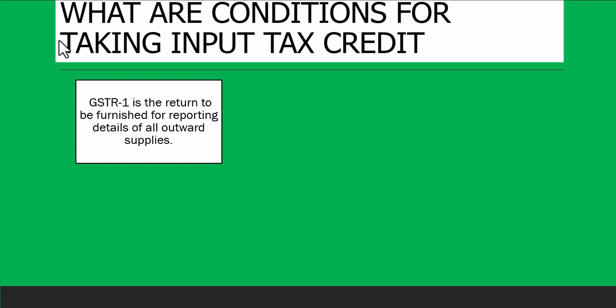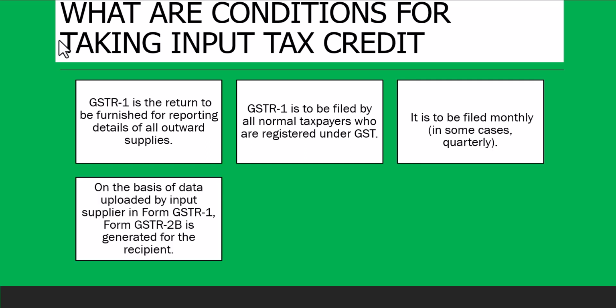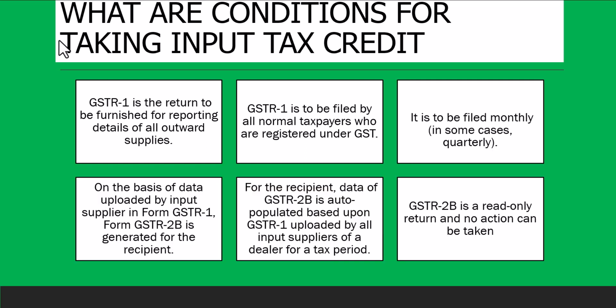GSTR1 is the return to be furnished for reporting details of all outward supplies. GSTR1 is to be filed by all normal taxpayers who are registered under GST. It is to be filed monthly, in some cases quarterly. On the basis of data uploaded by the input supplier in Form GSTR1, Form GSTR2B is generated for the recipient. For the recipient, data of GSTR2B is auto-populated based upon GSTR1 uploaded by all input suppliers of the dealer for a tax period. GSTR2B is a read-only return and no action can be taken.